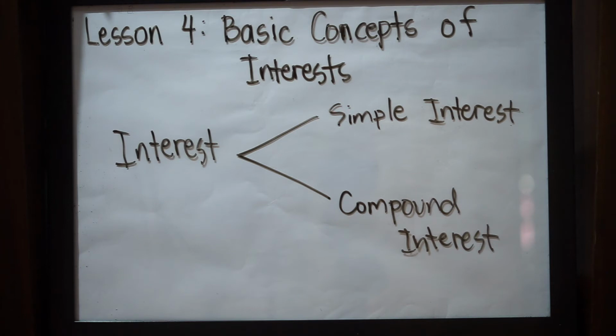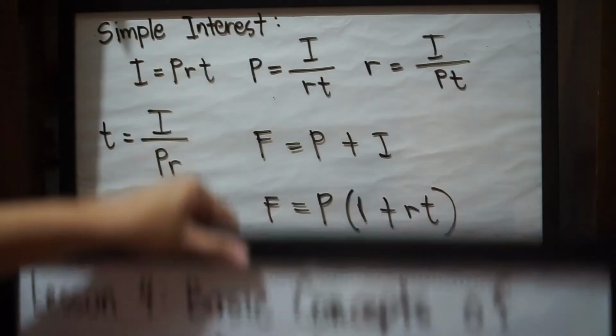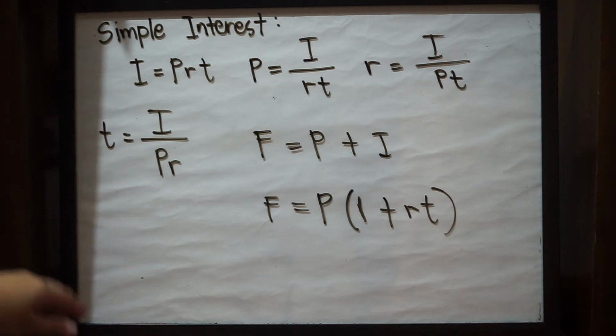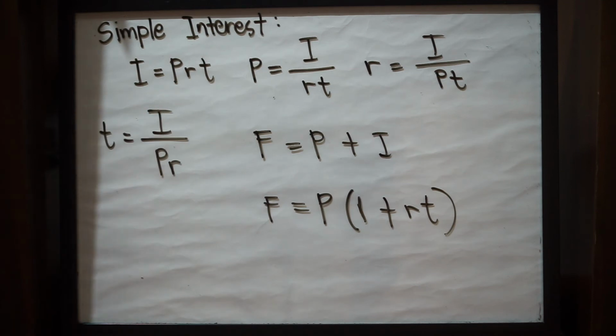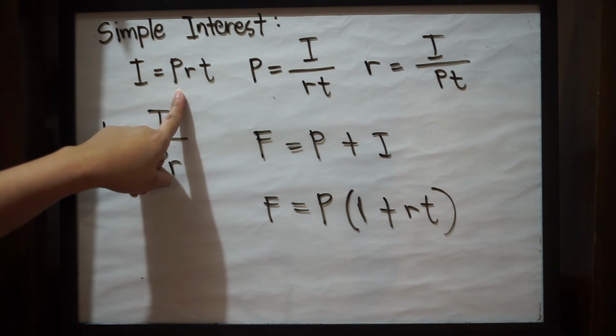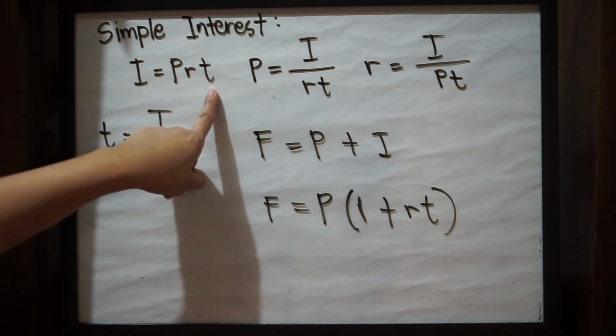So, para mas maintindihan nyo yung sinasabi ko, let us discuss word problems under simple and compound interest. So, we will start with simple interest. Before discussing word problems, we will discuss first the formulas na given sa simple interest. So, the first formula is I = P × R × T, wherein I is the interest, P is the principal amount, or sa ibang book, present amount, tapos R stands for the rate, and then T stands for time.